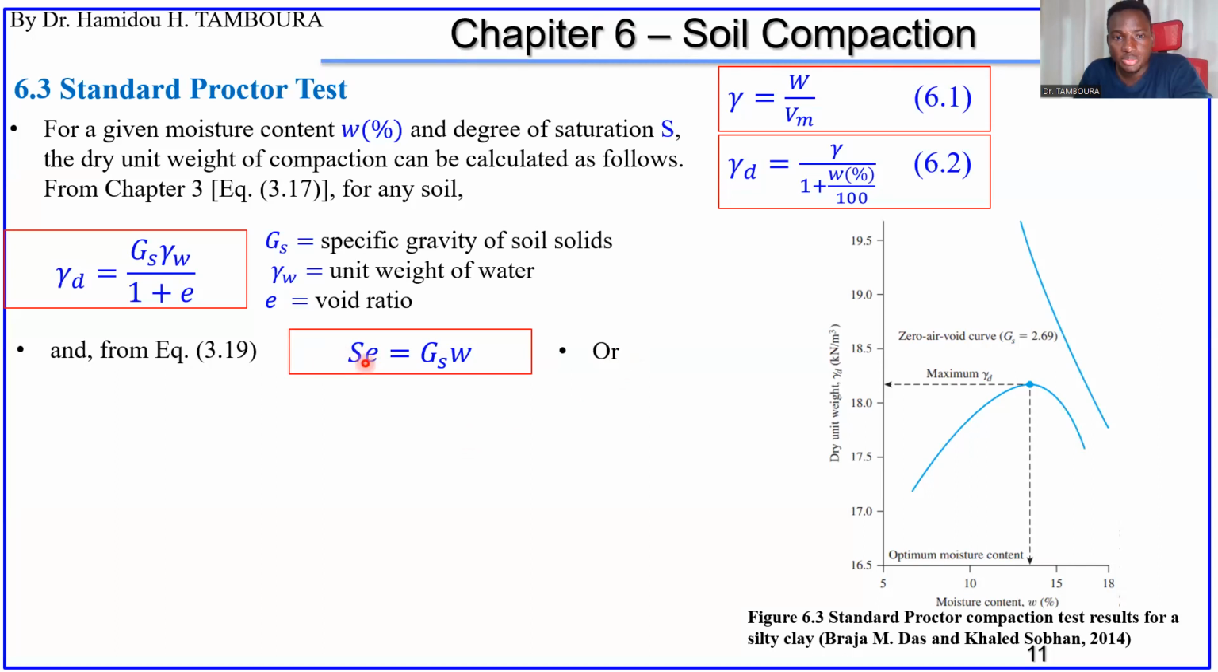Or we have this formula also: degree of saturation multiplied by the void ratio equals specific gravity multiplied by water content. This equation also, we have explained in chapter number 3. From this, we can obtain this e. Okay, the void ratio can be obtained from this equation.